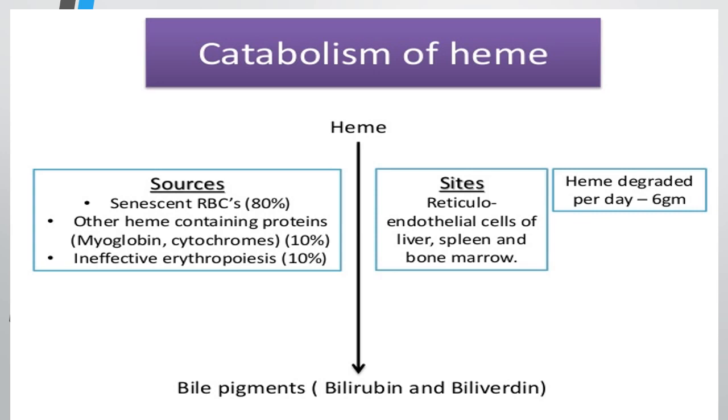Sources of heme are RBCs, other heme containing proteins like myoglobin and cytochromes, and ineffective erythropoiesis. There are some sites at which catabolism of heme is performed, like the reticuloendothelial cells of liver, spleen and bone marrow. Around 6 grams of heme is degraded per day.